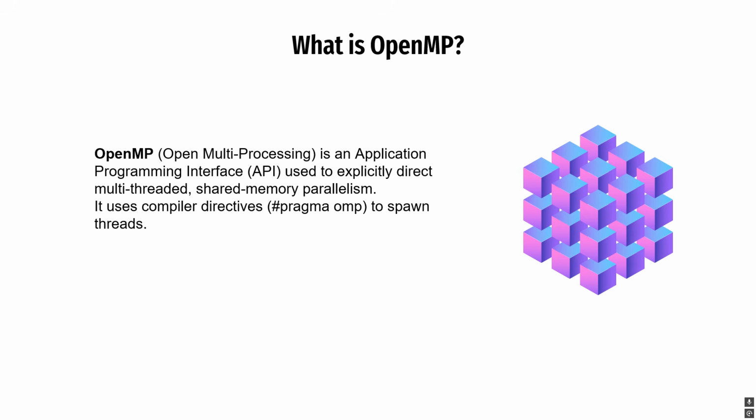So what is OpenMP? OpenMP stands for Open Multiprocessing. It is an API that allows us to write software that can do multiple things at once. Instead of writing complex code to create threads manually, OpenMP makes it simple. It's like telling the compiler, take this part of the code and run it in parallel.